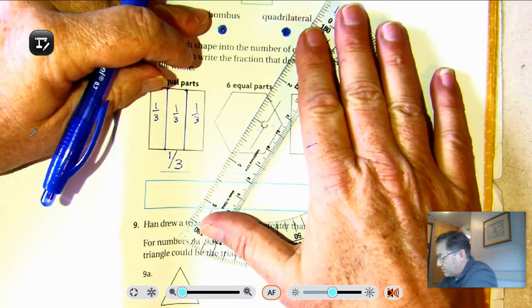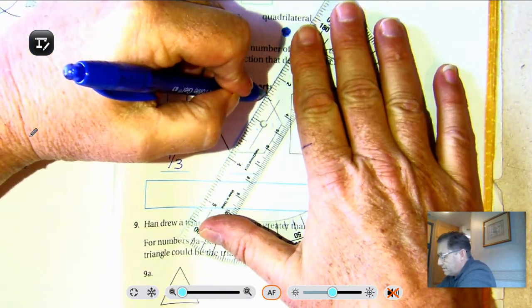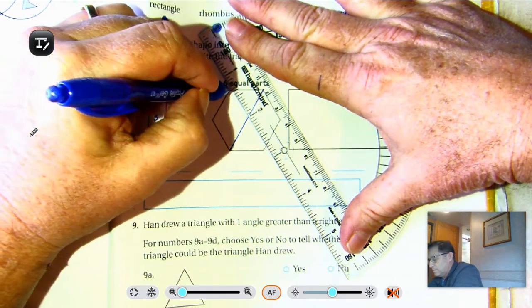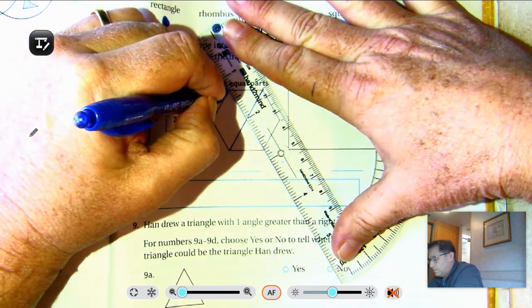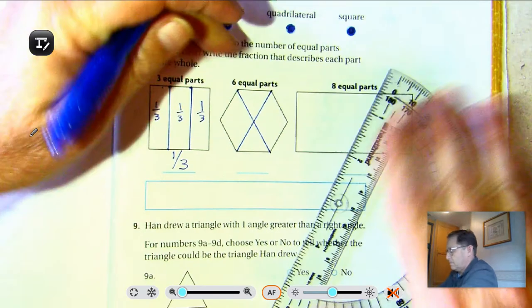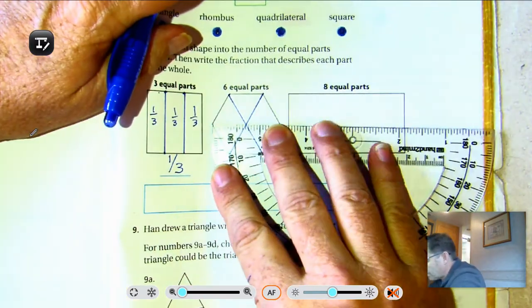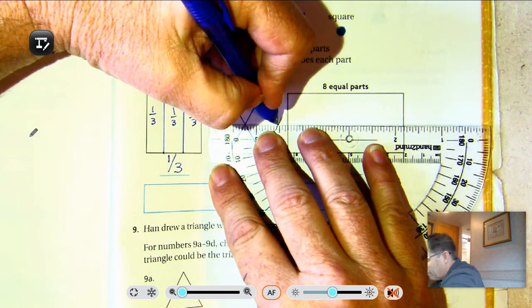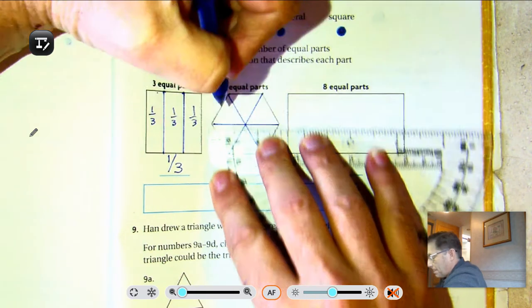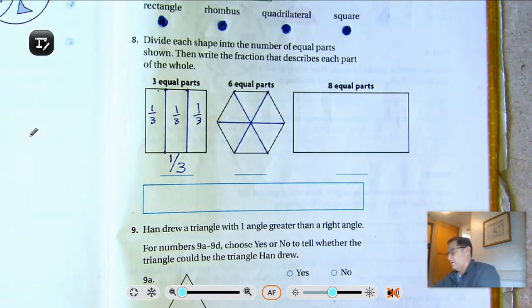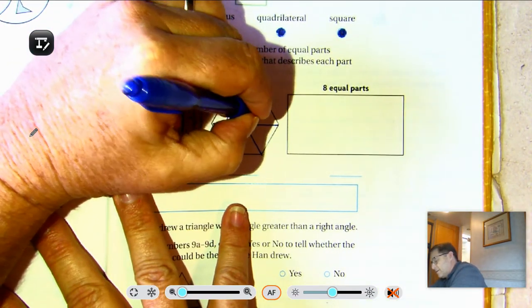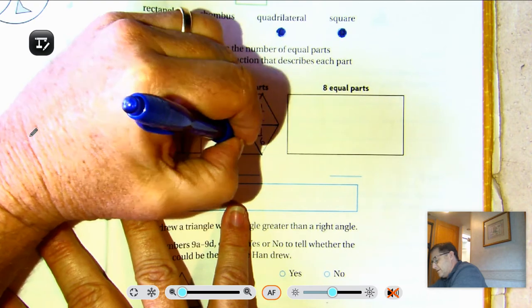Okay, we've done this a couple times. All right, each part is 1/6 of the whole.